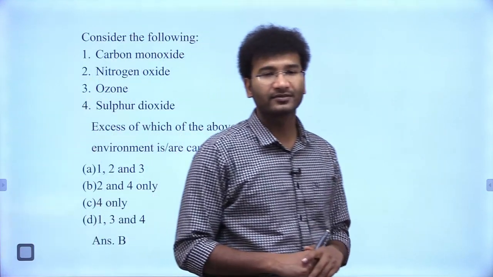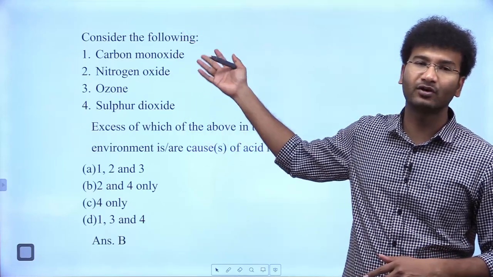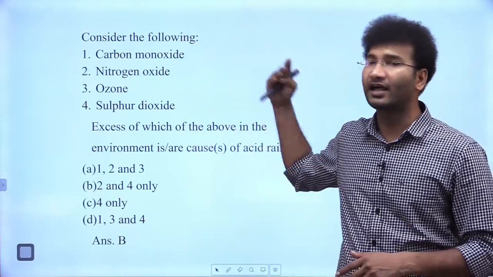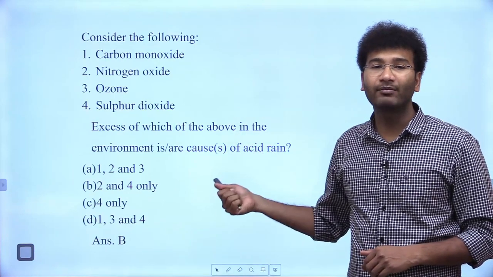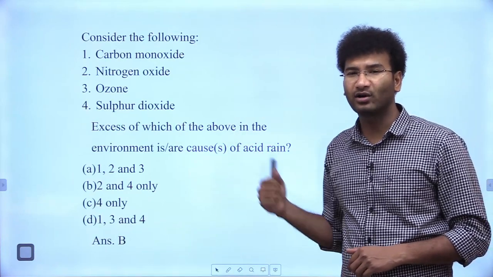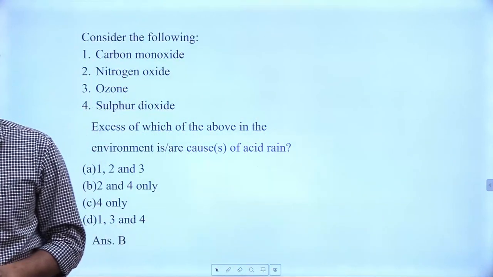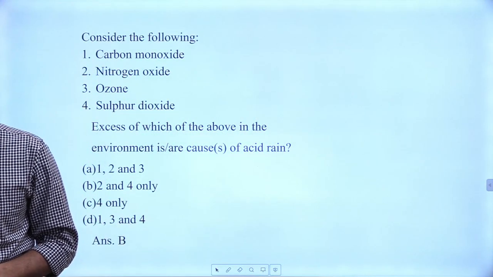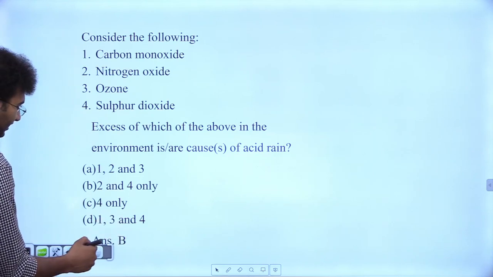The question here is, consider the following: carbon monoxide, nitrogen oxide, ozone, and sulfur dioxide. Excess of which of the above in the environment is or are the causes of acid rain? The answer I got here is, Abhi says sulfur dioxide. So please mention the answer here.